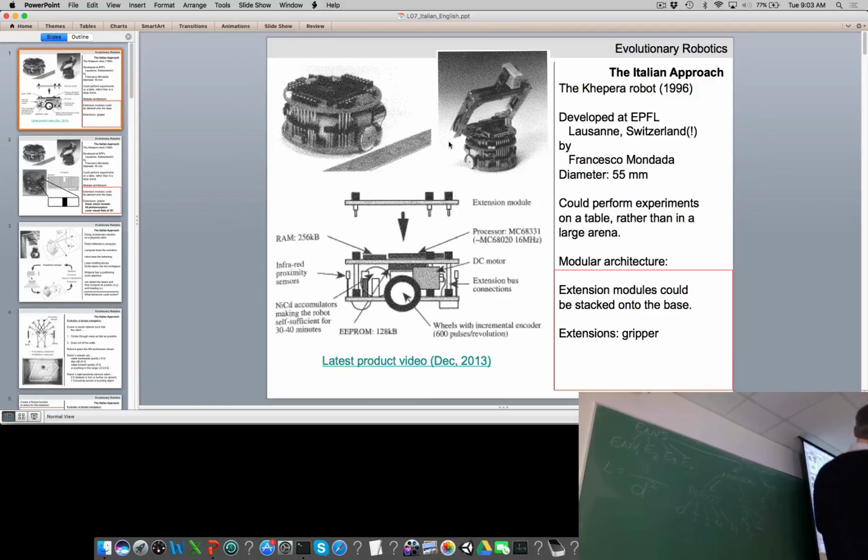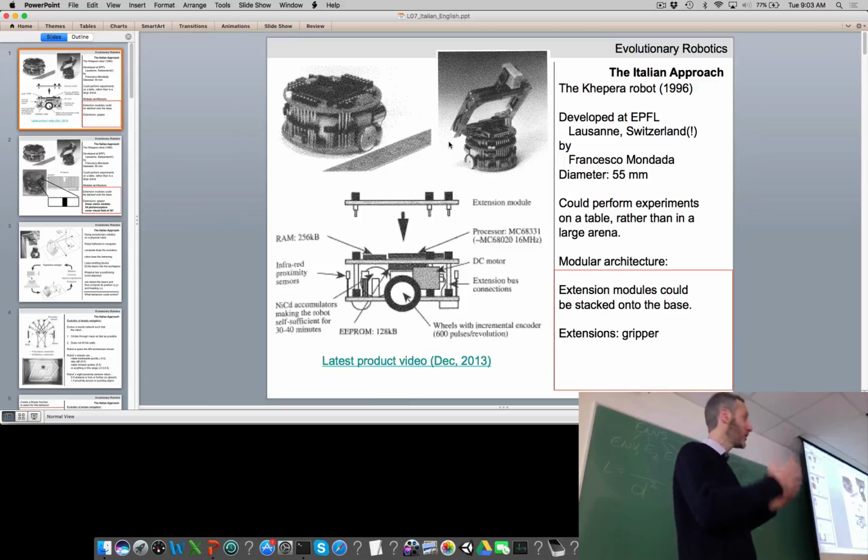This is the Khepera robot. It's kind of a nice robot, and versions of it are still used today. 55 millimeters in diameter, so a very, very small robot. What's the nice thing about having a small robot? Especially if we're going to try and evolve behaviors for this small physical robot. Less to worry about? Less to worry about in what sense?